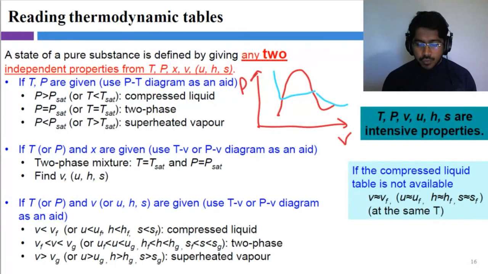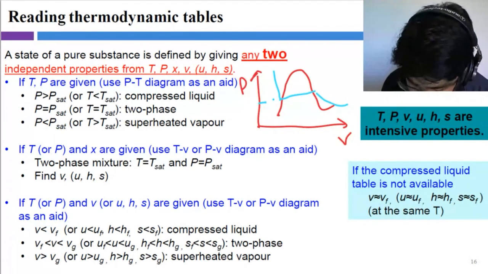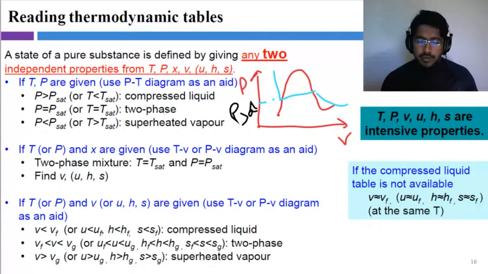So this is the saturation pressure, P sat, right? And if our pressure is higher than the saturation pressure, in this region, it means it's in the compressed liquid region, right?